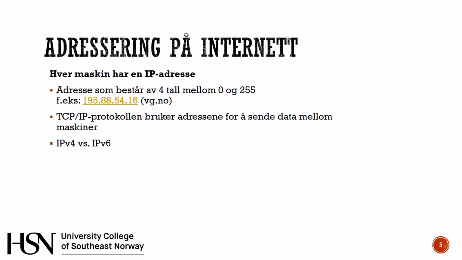Each computer or physical device on the Internet will have its own IP address, and the TCP/IP protocol uses this address for communicating data between the machines. There are two versions of IP, IP version 4 and IP version 6. In IP version 4, each machine is addressed by a 32-bit address, which means a series of four numbers between 0 and 255. You can see the IP address, for example, for vg.no here.